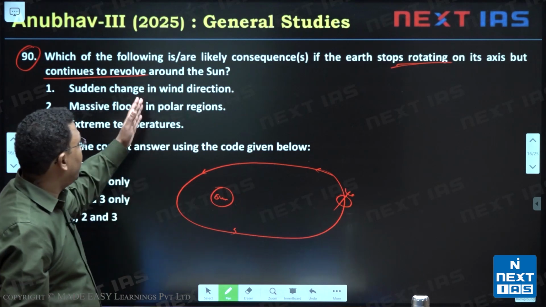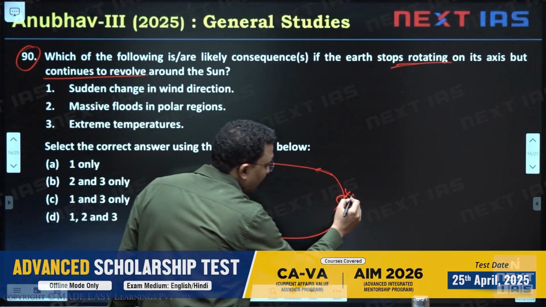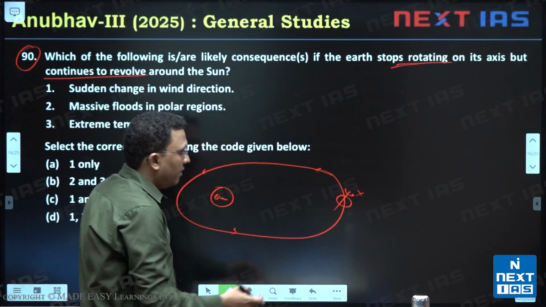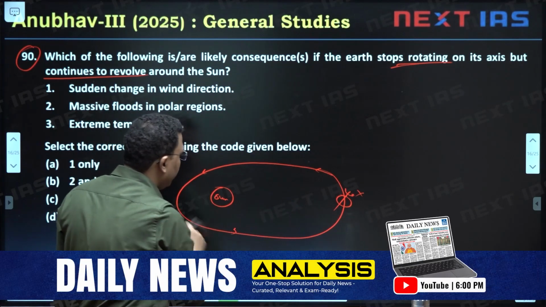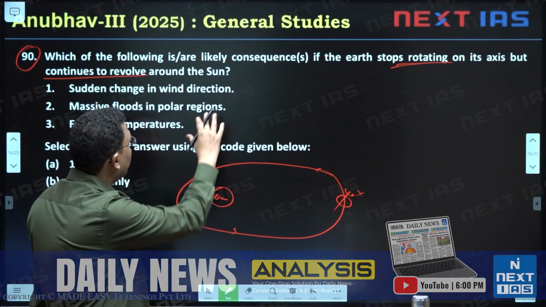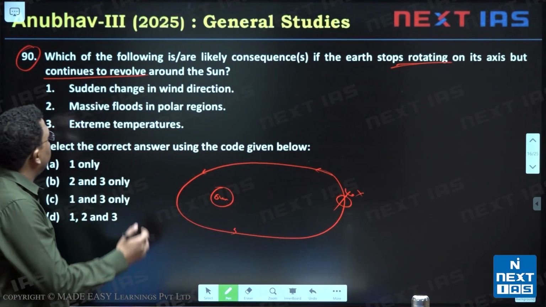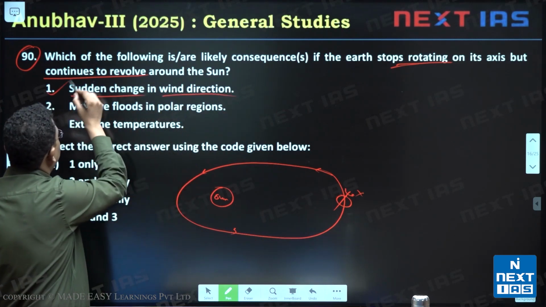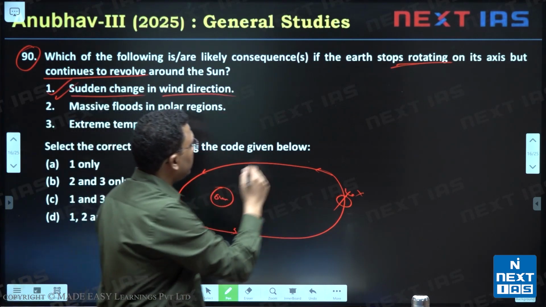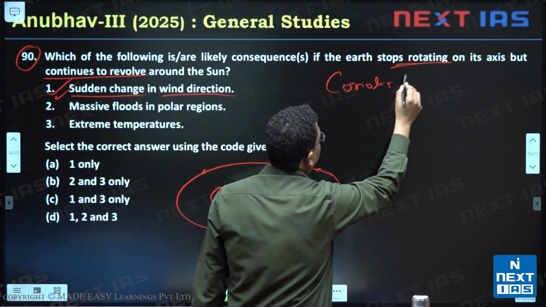So the question is saying, suppose a condition occurs where earth stops rotating, that means this rotation is stopped but the earth continues to revolve around the sun, this revolution is on, right? So what will be the consequence of such a condition? Let's read them one by one. First is sudden change in wind direction. This is correct. How? You all must have heard about Coriolis effect.